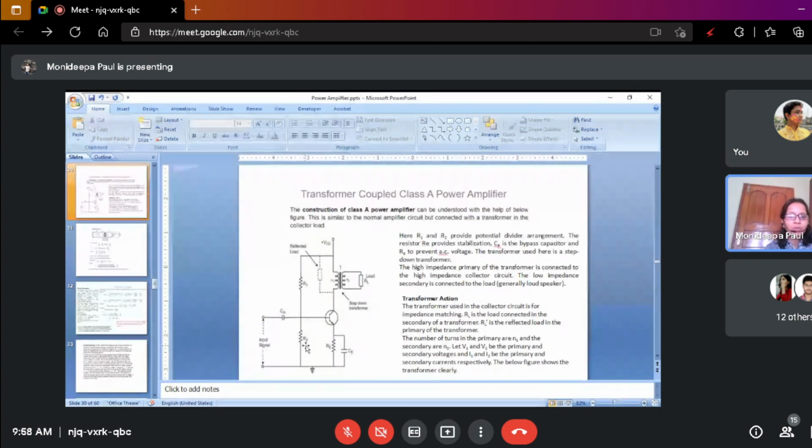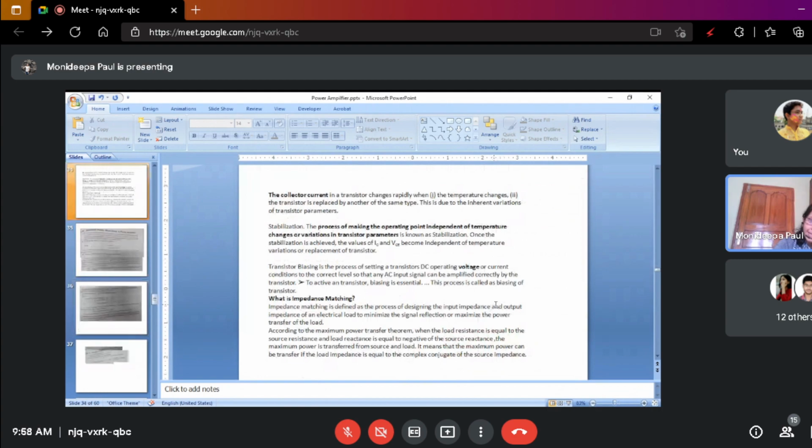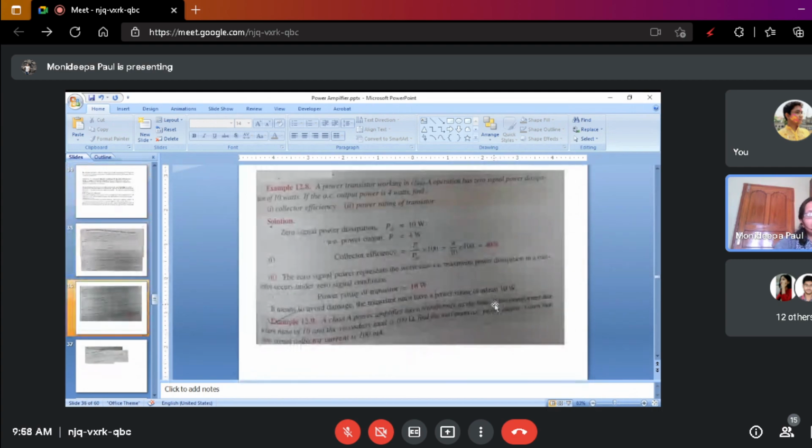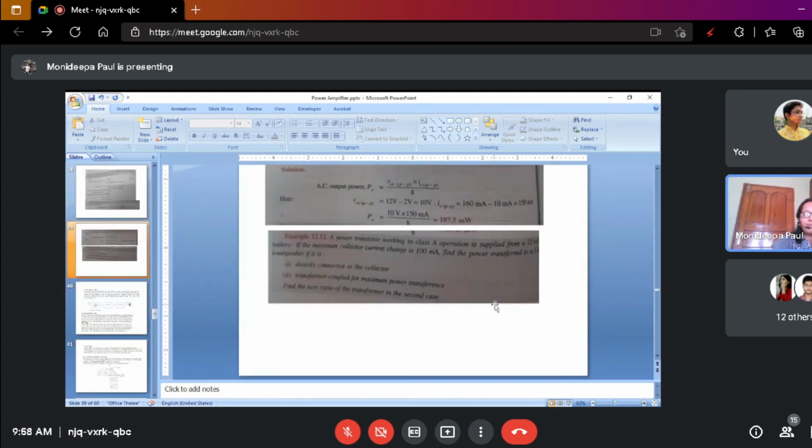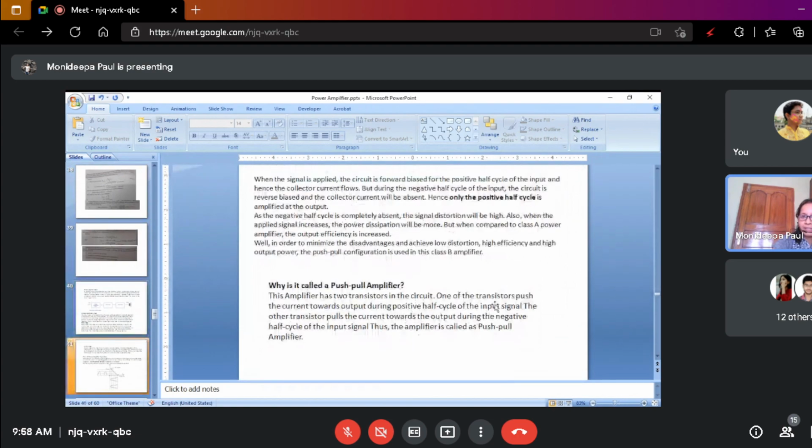In class A power amplification, we use the voltage divider arrangement. Here R1, R2 and RE. R1 and R2 make the voltage divider arrangement, so the voltage across this resistance provides the biasing voltage of this transistor. So the biasing of the class A power amplifier is done with the help of the voltage divider arrangement. In this case, the biasing resistance is not present. With the help of self biasing or beta biasing is used.